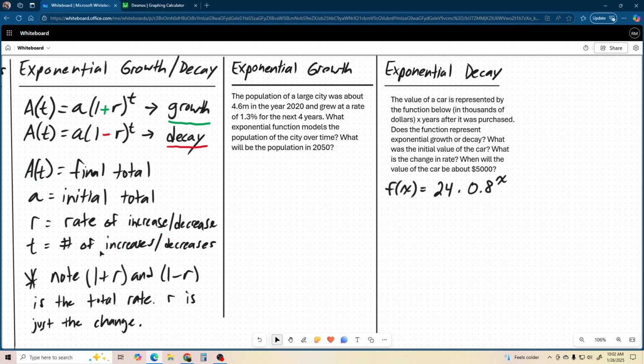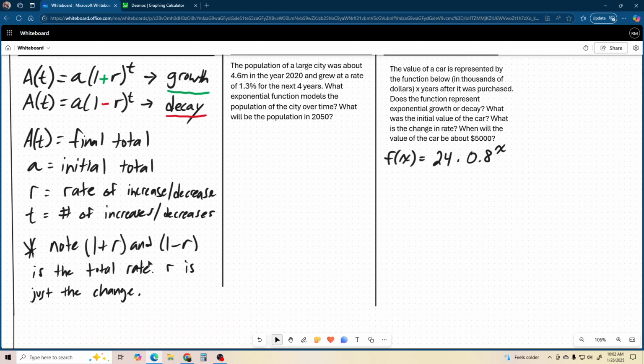t is going to be the number of increases or decreases. So in other words, if we're looking at a population increase, which we're going to do in the next problem, if we're going from 2000 to 2010, and we're increasing by the same exponential rate every year, then we're going to have 10 instances of that change. So t would equal 10 in that case, because it's going from 2000 to 2010. Okay, so this is important.